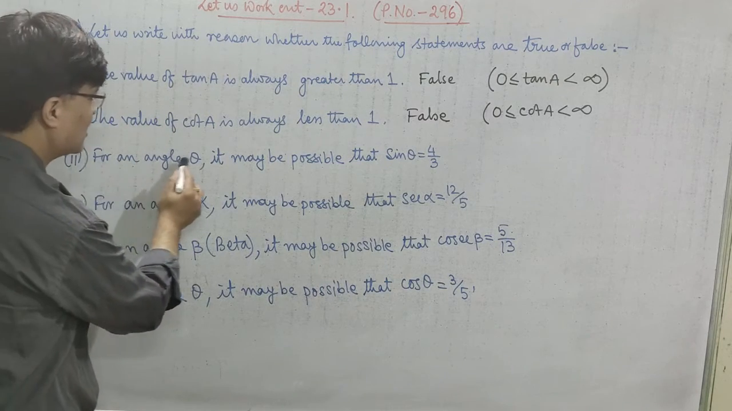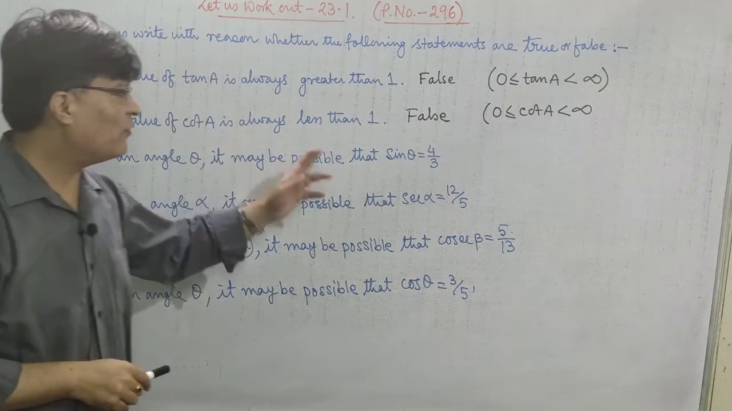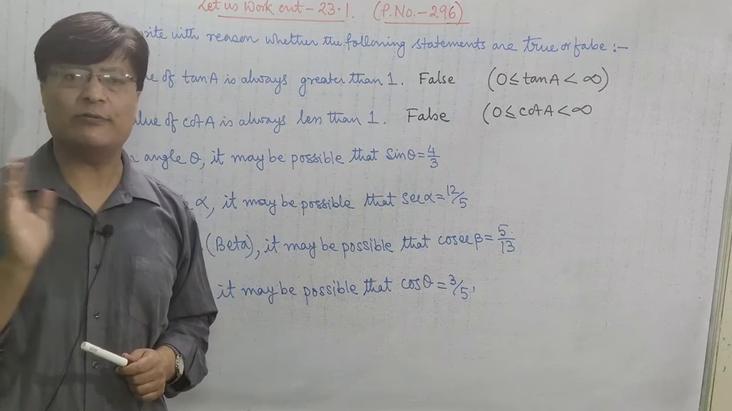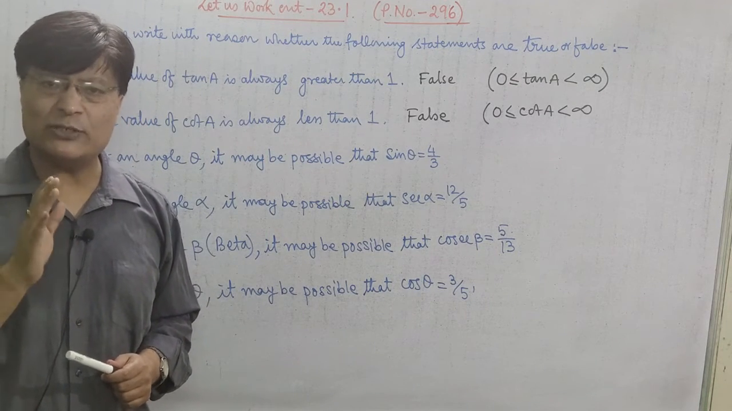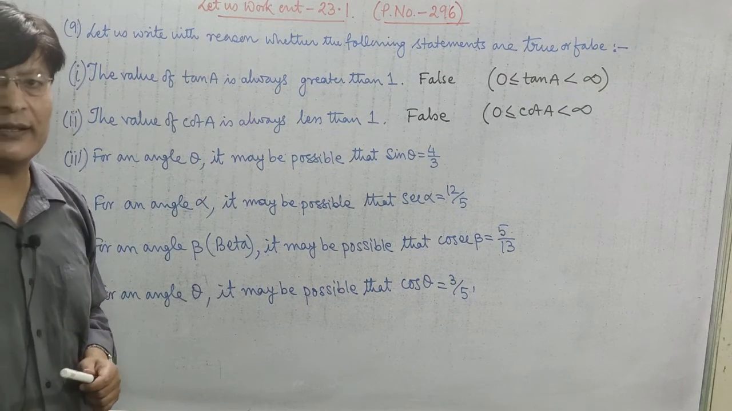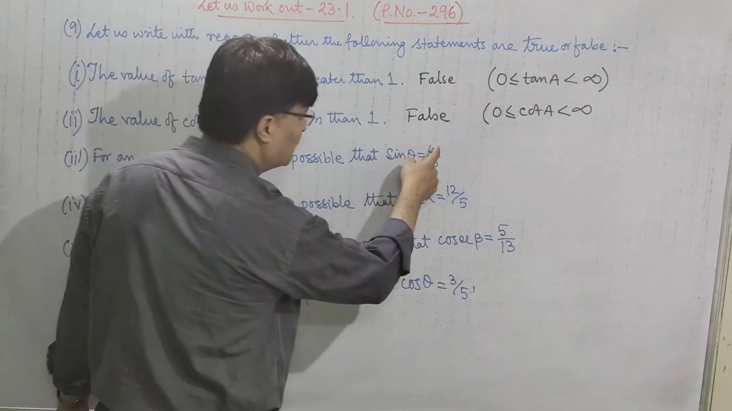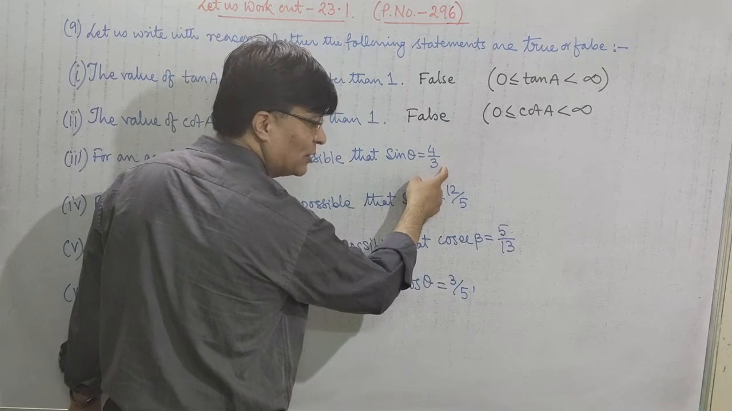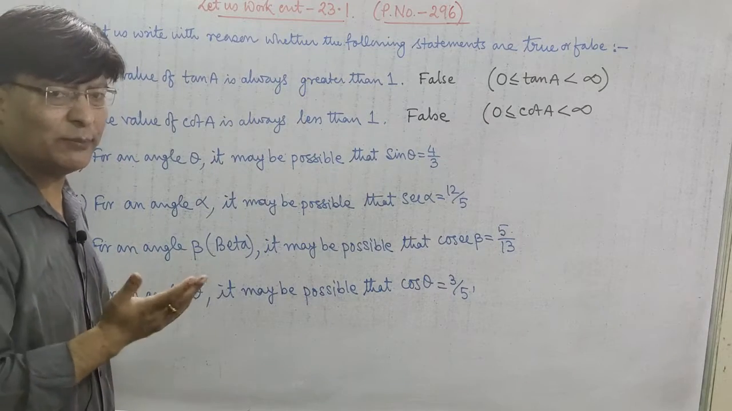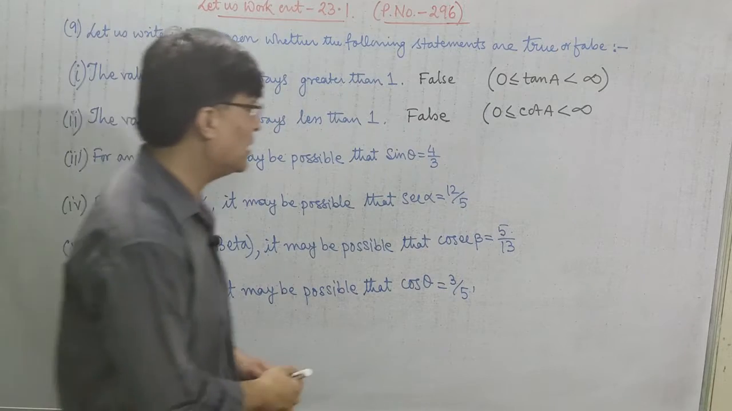Next, for an angle theta, it may be possible that sine theta is equal to 4 by 3. Can you say that the value of sine theta is equal to 4 by 3? I already told you about the value of sine theta. The value of sine theta always lies within 0 and 1, and it should not be greater than 1. So here, 4 divided by 3. If the numerator is greater than the denominator, then the value 4 by 3 is always greater than 1.